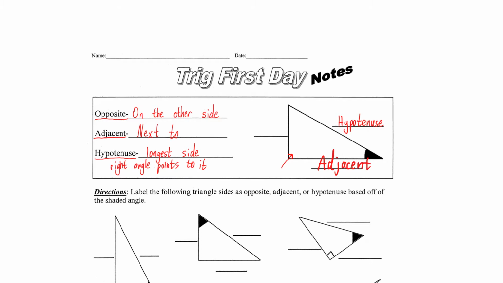It's adjacent to the angle. It's right next to it. It's right there, right beside it. So then obviously, the only thing left is the opposite. This side over here is the opposite side. You can see how it's on the other side of the triangle. So this side is the opposite side from that angle.